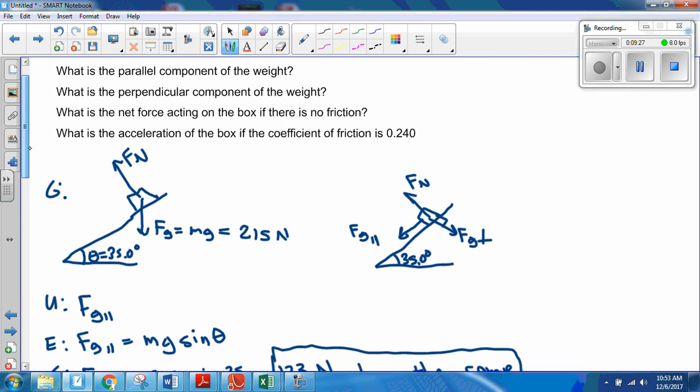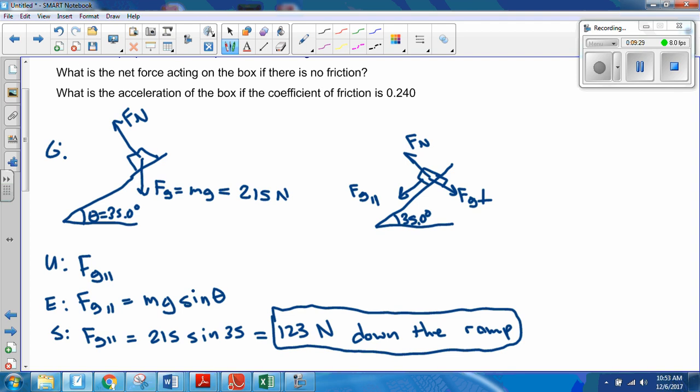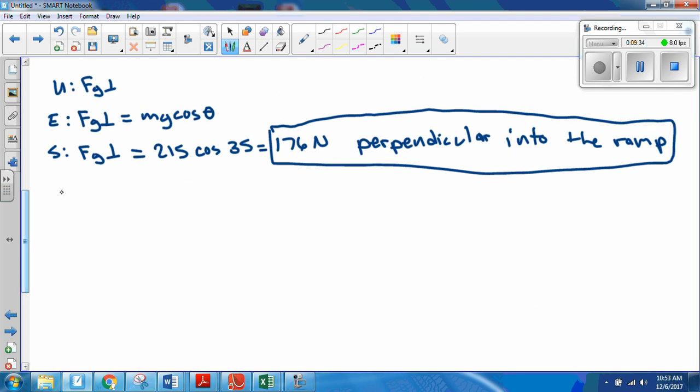Okay? All right. The next question is, what is the net force acting on the box if there is no friction? So the unknown is F net. The equation is F net equals the sum of the forces. So we're not looking for MA right now. We don't have M yet, and we don't have A yet, so we don't know that part. That's the easy way to get F net, but you have to have M and A.